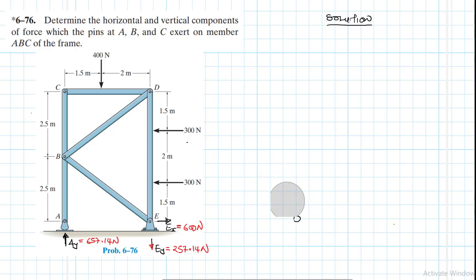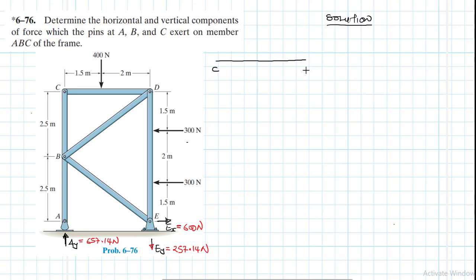Let me get rid of this since I need this space. We now want to find the horizontal and vertical components at pins A, B, and C. So what we need to do now is to dismantle this particular frame and use the components that are necessary. We don't really need to use all of them. We can dismantle those that we wish or we think can be of help. So for me, I'm choosing member CD. It will be helpful. So let me draw a free body diagram for that.